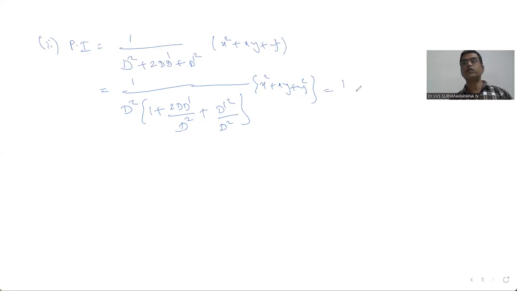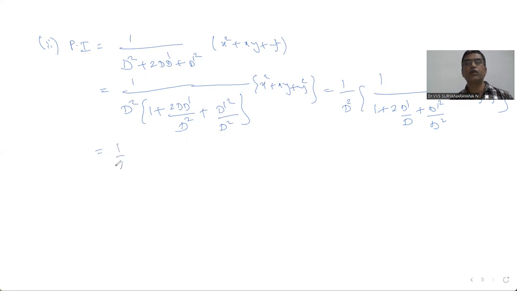Now this is the same as 1 by d square of 1 by 1 plus 2 into d by d square, which becomes 1 by d, so 2 into d dash by d. Here d dash square by d square, we can keep d dash as it is because nothing is cancelled here, of x square plus xy plus y square. Now here we have 3 terms. Consider 1 as the first term and the remaining 2 as the second term. We can go for the binomial theorem.